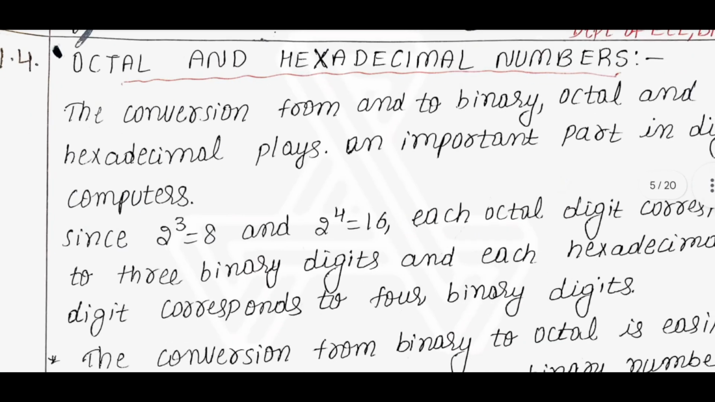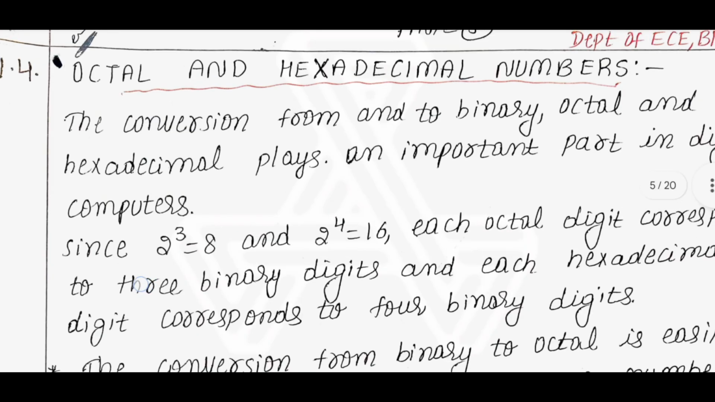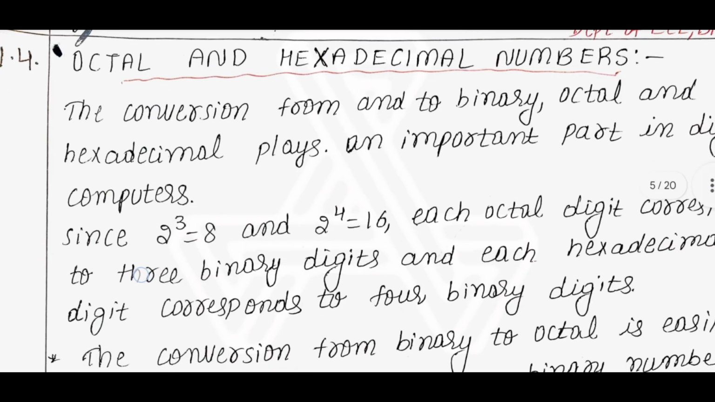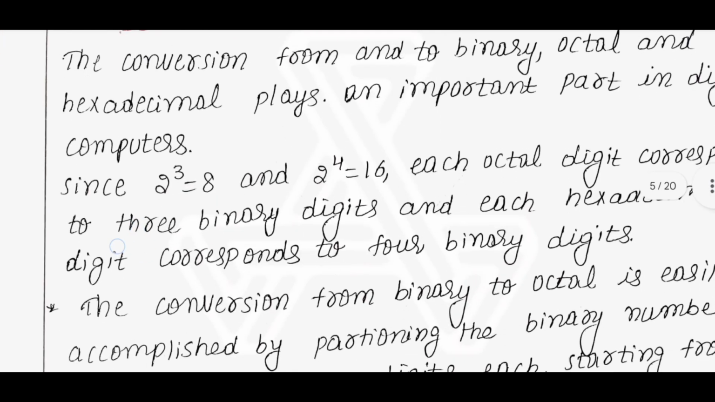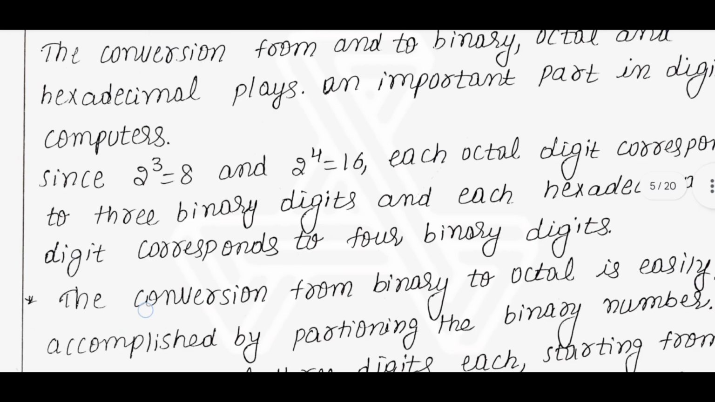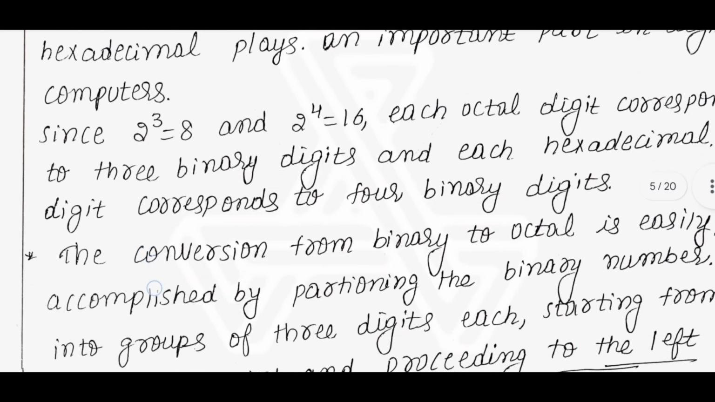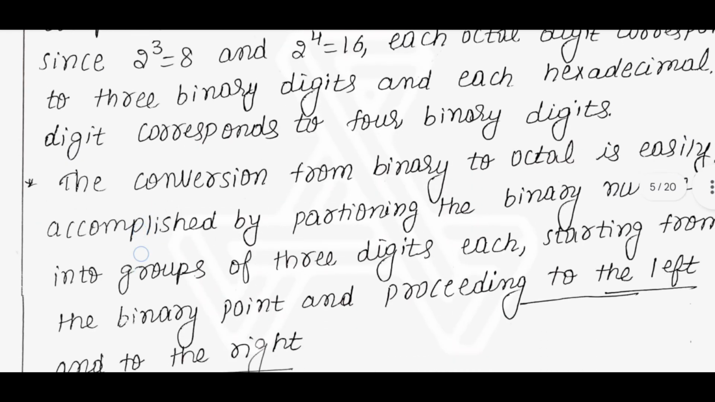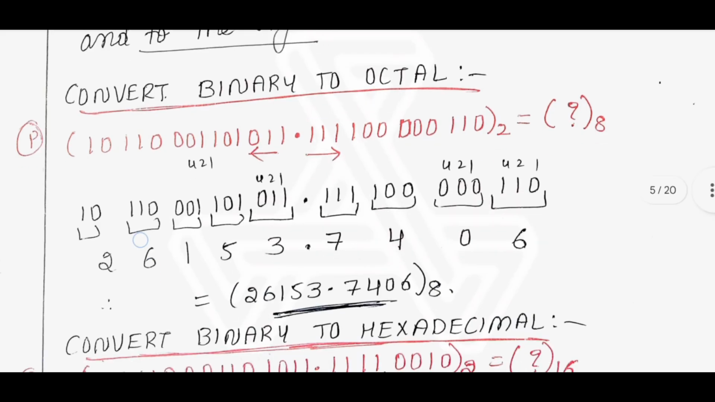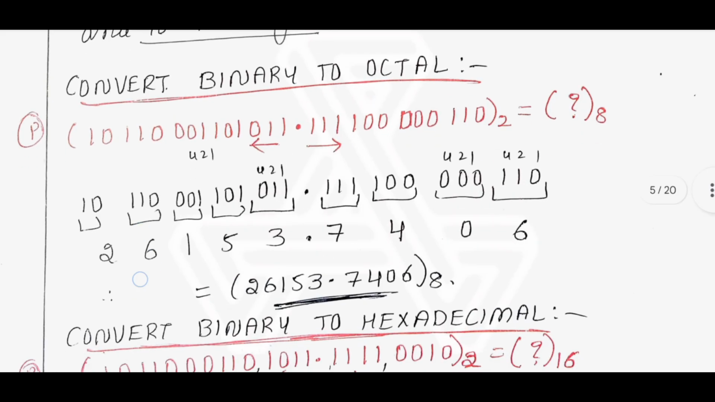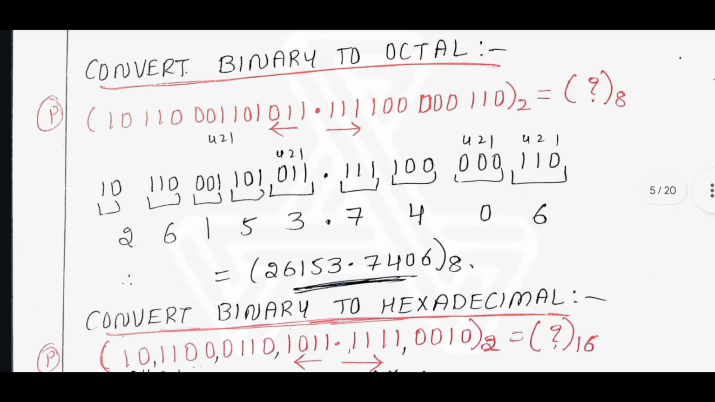Then octal and hexadecimal numbers. The conversion from and to binary, octal and hexadecimal plays an important part in digital computers. Since 2 power 3 is 8, 2 power 4 is 16. Binary to octal: we should divide it into 3 digit numbers. Before the point we should take in this way. After the point we should take in this way.